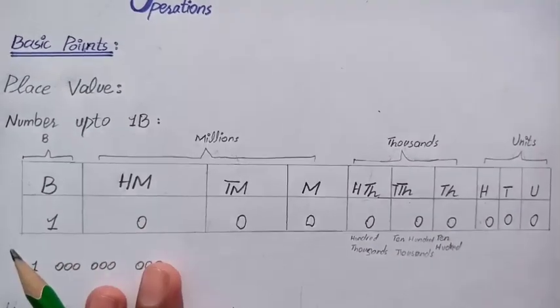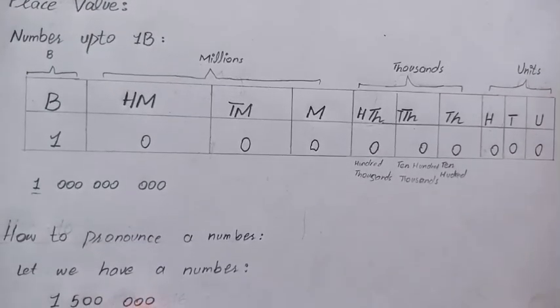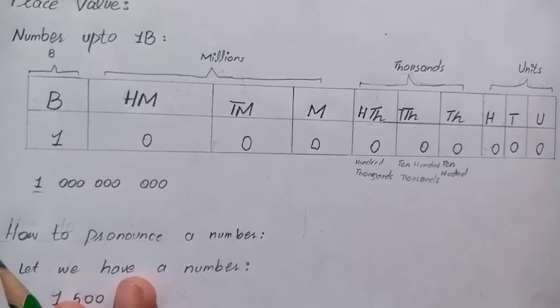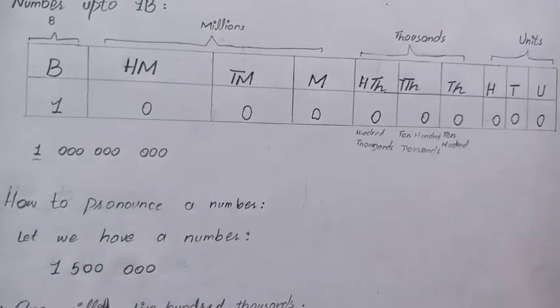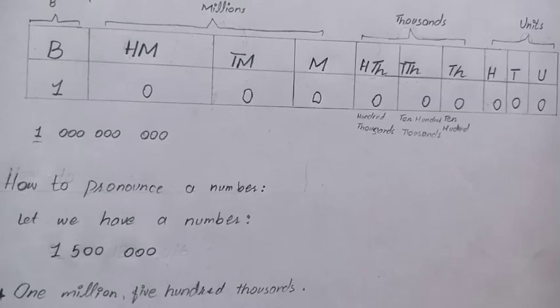Now the question is how to pronounce a number. Let's say we have the number 1500000, and how do we pronounce it? As you can see, this is the unit part, and this is the thousand part. This means 500,000, and this is a million. So it is 1,500,000. This is a very convenient way to pronounce a number and to write a number up to 1 billion and up to 1 million.